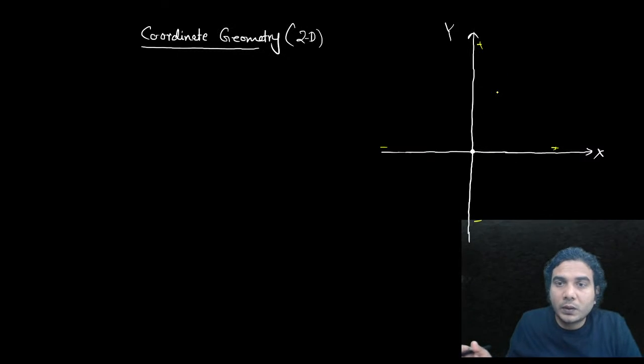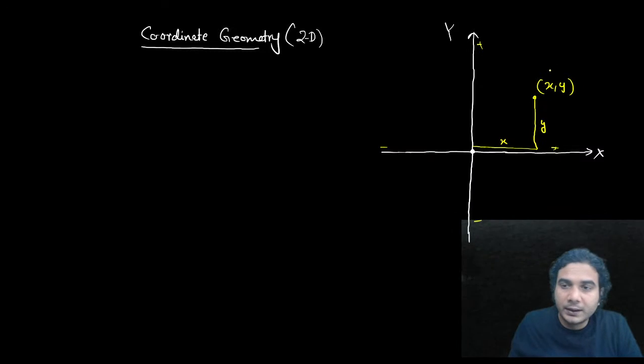So if you are moving rightward and upward, like if you move x units towards positive x direction and y units towards positive y direction, that means you are moving away from the y-axis. How far have you moved from the y-axis? x units. And how far from the x-axis? y units. So finally you have reached a point whose coordinates are x comma y. Both coordinates are considered positive if you are moving in the positive direction of the axes.